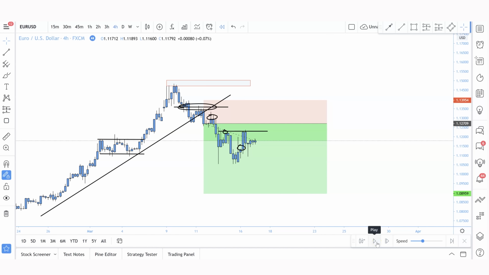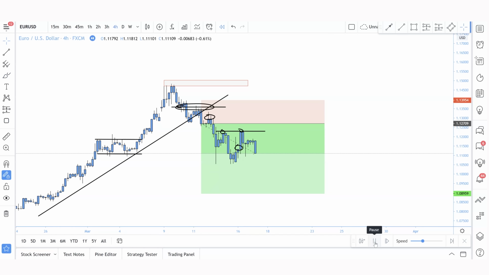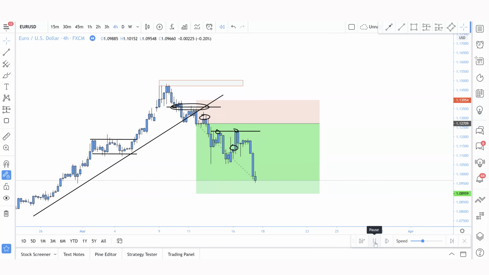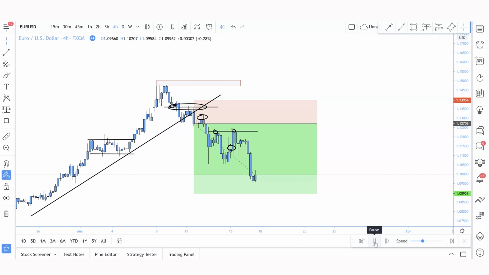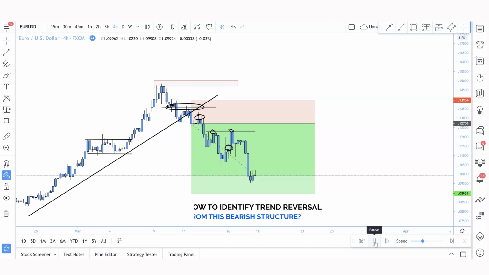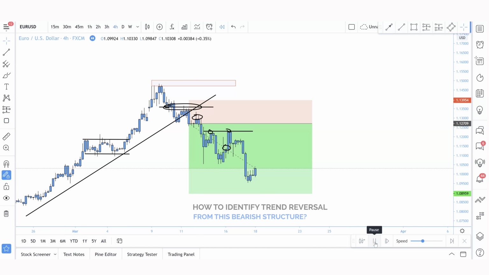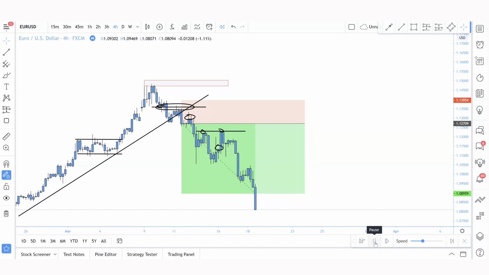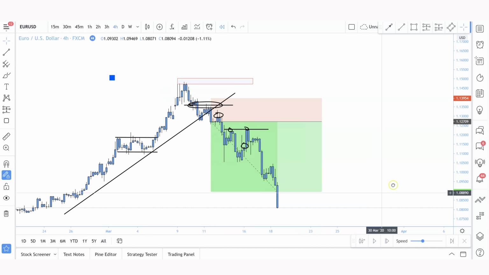So should we be worried or should we be shaken out? Absolutely not. Look how price is respecting this level. Let's continue with this structure to the downside and let's see what happens. So as you can see, the bearish momentum kicks back in and we continue this move to the downside. Now the question is, how do you identify this trend reversal from this bearish structure? Well, that's going to be the second example that we're going to take a look at in a second. Now we've hit TP on our first example.